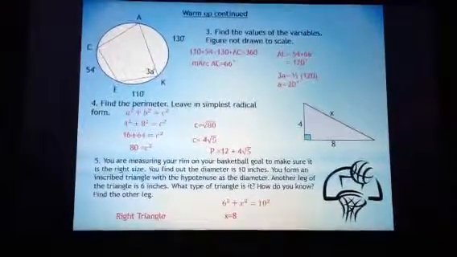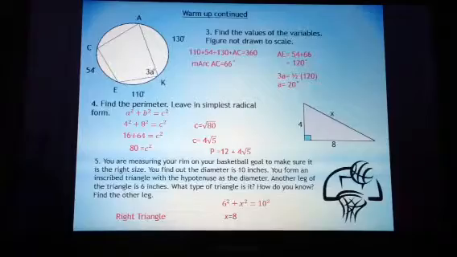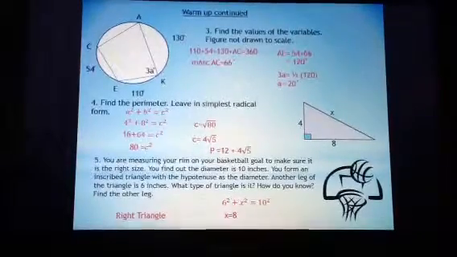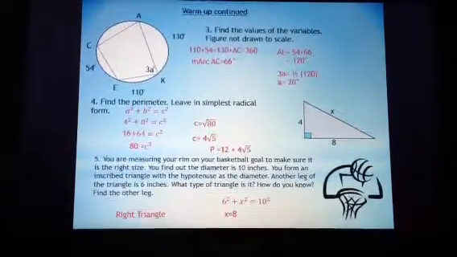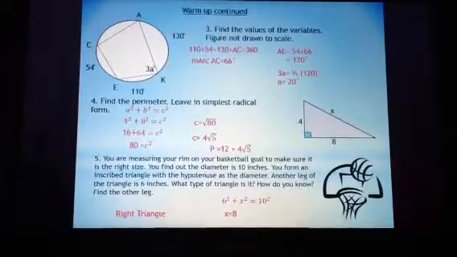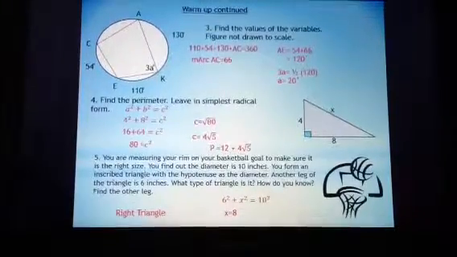For this problem, because the diameter is a hypotenuse, you know that it's a right triangle. So to find the other side length, you do 6 squared plus x squared equals 10 squared, leaving you with x equals 8.